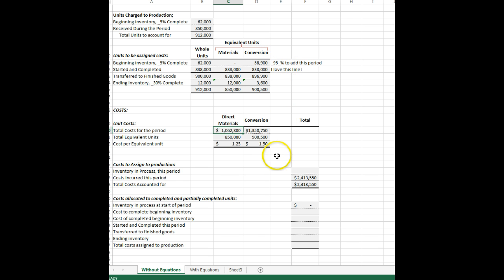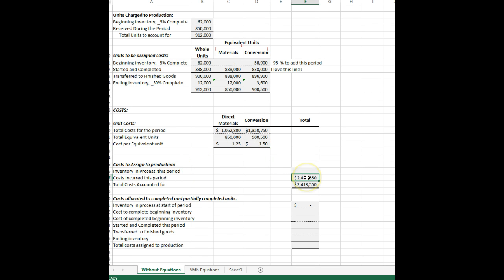Now I feel better. Okay, all we did here, and I'll just show you the equation, we divided the total costs by the total number of units, which gives us the cost per one unit. That's the same equation over here. So we have a cost per equivalent unit of $1.25 for materials and $1.50 for conversion cost.